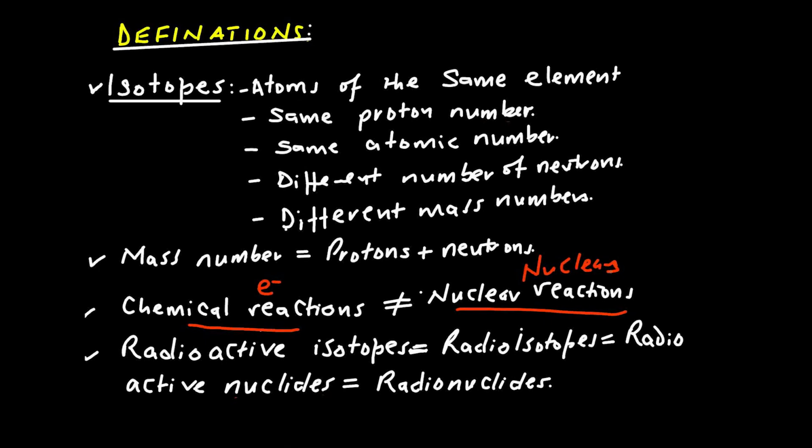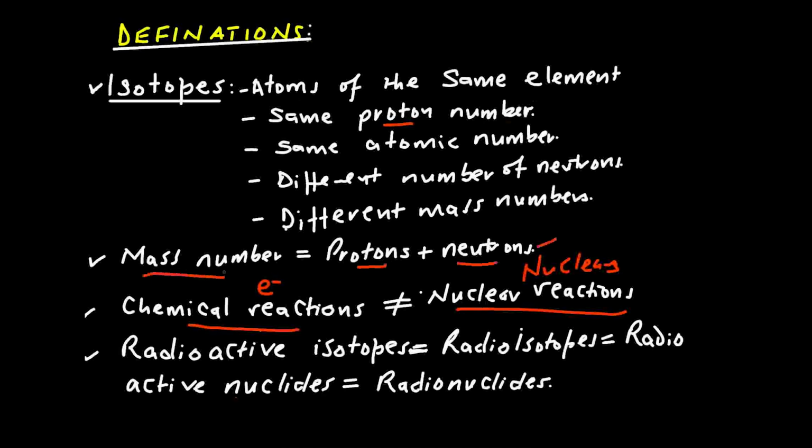Nucleus has got the protons and the neutrons. The neutrons are electrically neutral, while protons are positively charged. The number of protons and neutrons are collectively called the nucleons, and they are found in the nucleus. They determine the mass of an atom. Protons plus neutrons gives us the mass number.